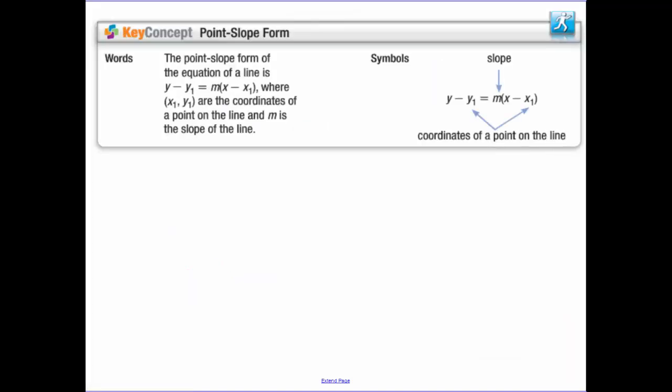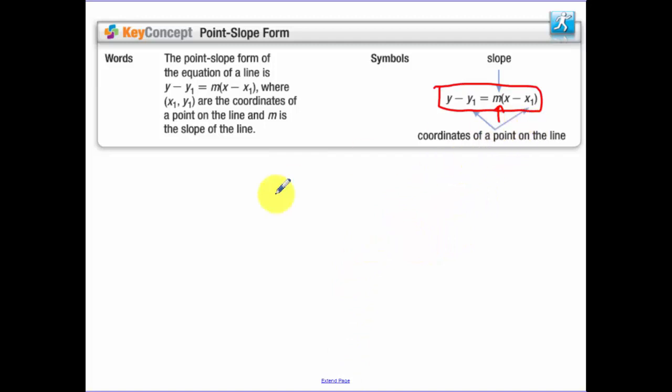Point slope formula. Some math teachers like point slope formula, some don't. I like it because I use it a lot in calculus, and I want you guys to be exposed to it. Point slope formula. Okay, so that's the slope, m, always the slope. And then you have y1 and x1. Those are just coordinates of any point on the line.